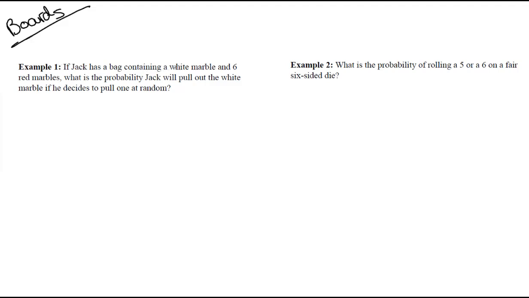If Jack has a bag containing 1 white marble, okay, so there's 1 white, 6 red, so there are a total of 7. What is the probability Jack will pull out the white marble? There is 1 white marble out of 7 total. That's 1/7. Punch that into a calculator and you get 0.1428, I think. Move it 2 decimal places and we get a 14.28% probability. Number 2. What is the probability of rolling a 5 or a 6 on a fair 6-sided die?